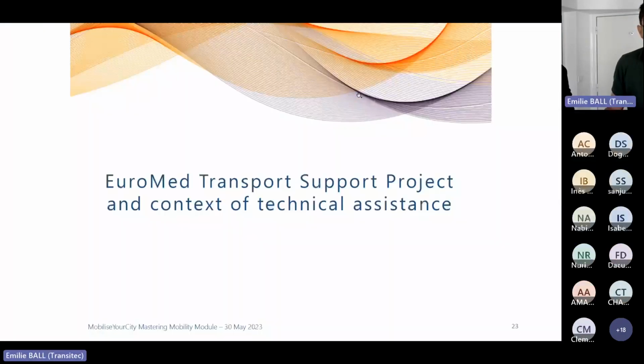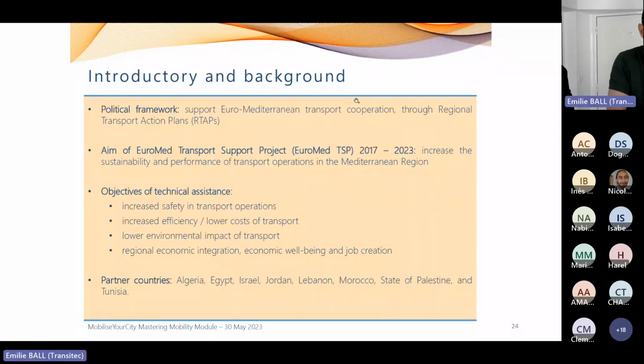Let me first start with the presentation of the project, the EuroMed Transport Support Project. This is a project due to Euro-Mediterranean Transport Cooperation, financed by the European Union, with a specific focus on transport. The objectives are to increase safety, increase efficiency of transport, reduce environmental impact, and promote regional economic integration in the Mediterranean region, with the partner countries you see on the screen. And we are involved in the second component of this project, which focuses on urban transport.